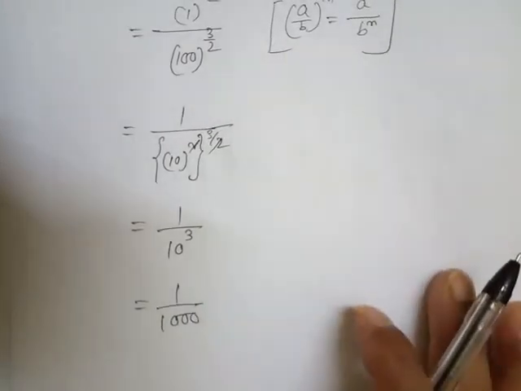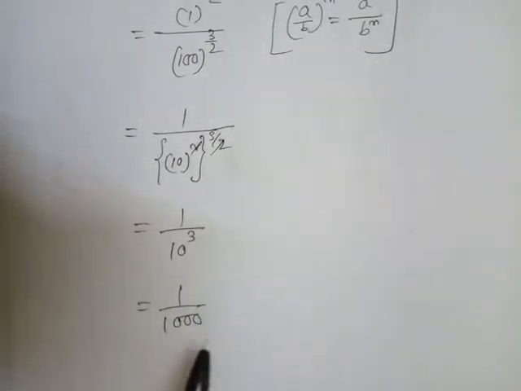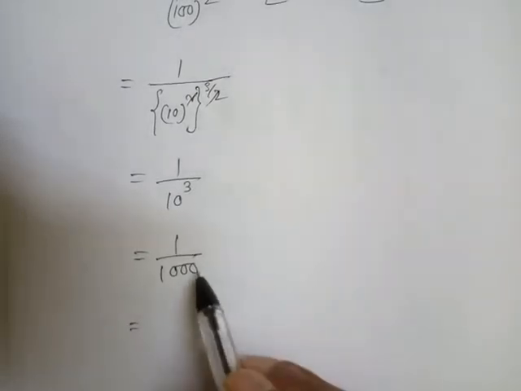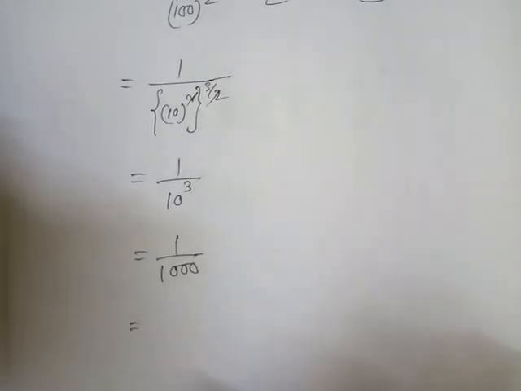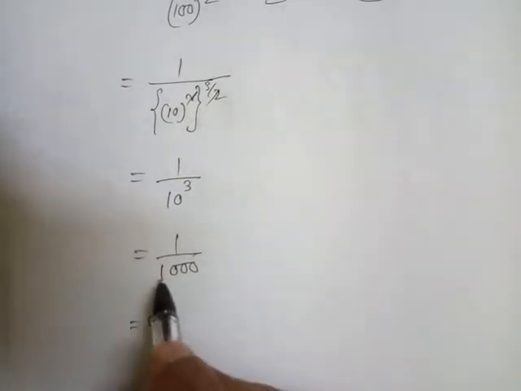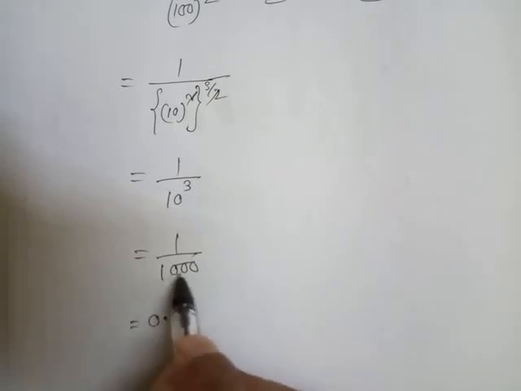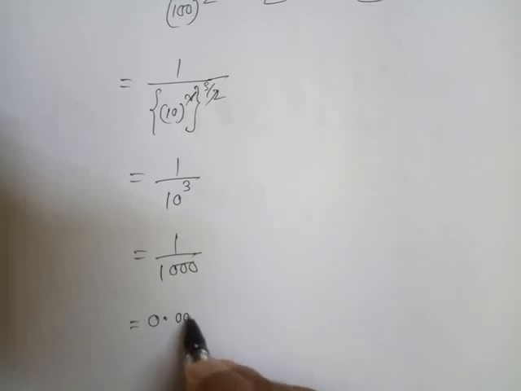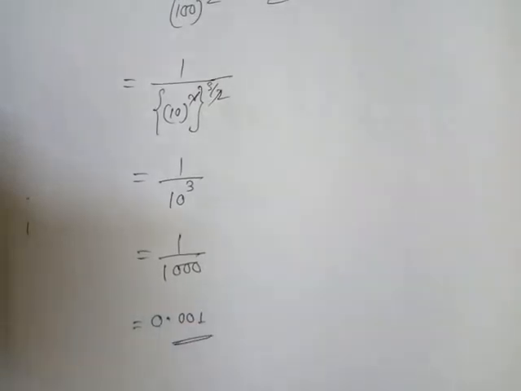Now look, if I write 1 by 1000 like this, it is okay, no problem. But if I convert this into decimal, that will also be okay. If I keep it here, you will still get the marks, but converting this value into decimal is also fine. Means decimal point, after that 0 0 1, which means 0.001. This is the answer of number 12.